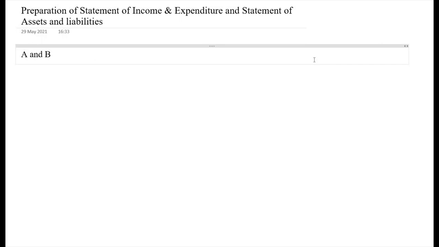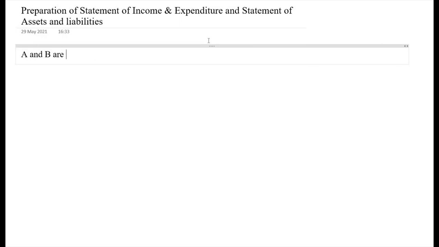This is a problem on preparation of statement of income and expenditure and statement of assets and liabilities. This is the question. The question is A and B. Let me stretch this one here till this here.